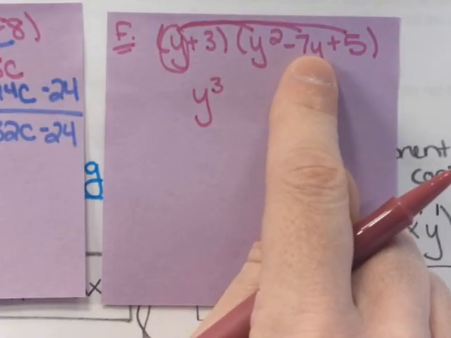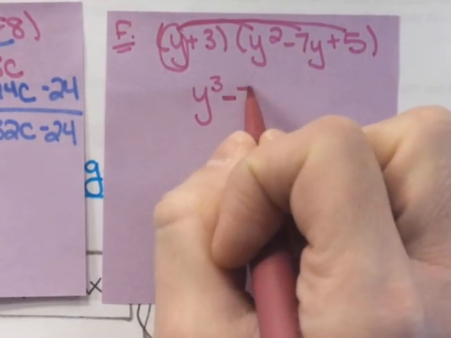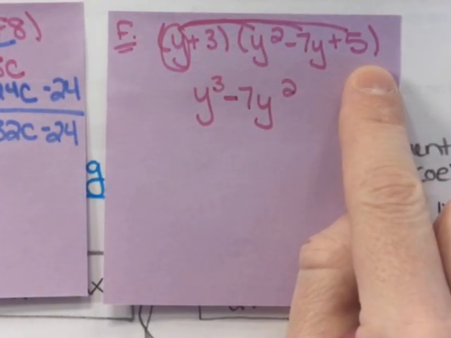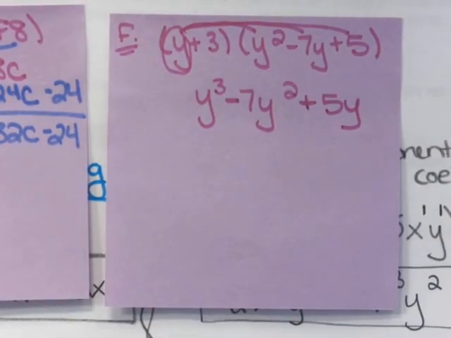All right, now this one gains a Y. So what's this one going to be? And now this one picks up a Y, so it's going to be 5Y. Good. I like it.